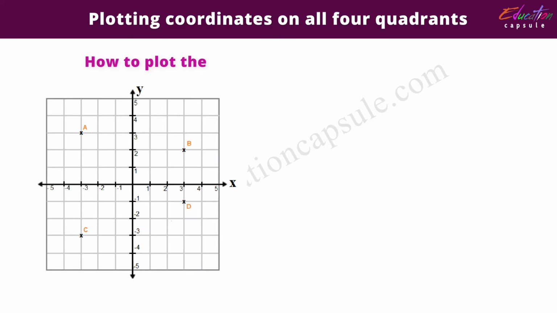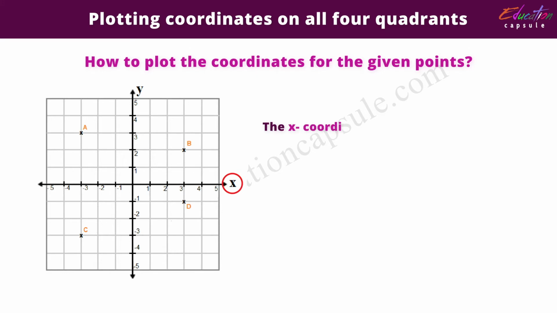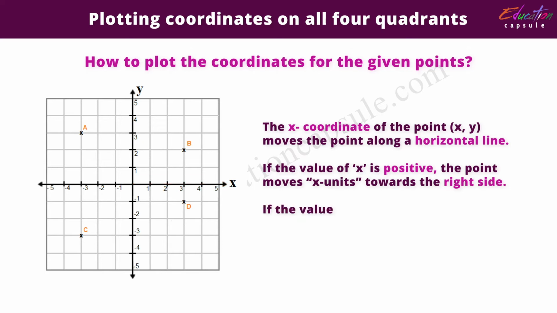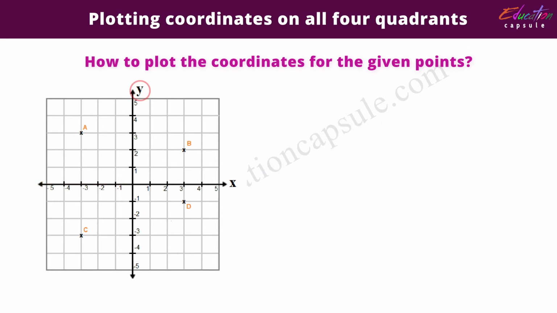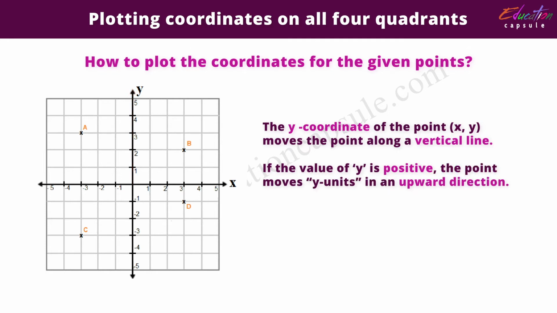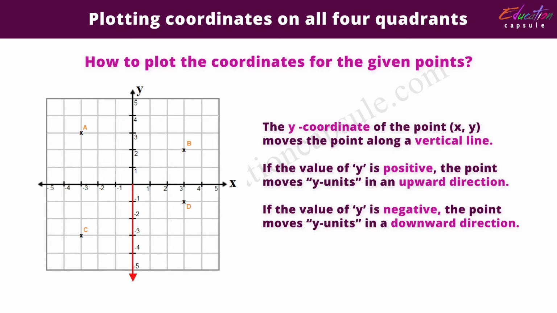Now, how do we plot the coordinates for the given points? Here, the x-coordinate of point (x, y) moves the point along a horizontal line. If the value of x is positive, the point moves x units towards the right side. And if the value of x is negative, the point moves x units towards the left. The y-coordinate of the point (x, y) moves the point along the vertical line. If the value of y is positive, the point moves y units in the upward direction, whereas if the value of y is negative, the point moves y units in the downward direction.